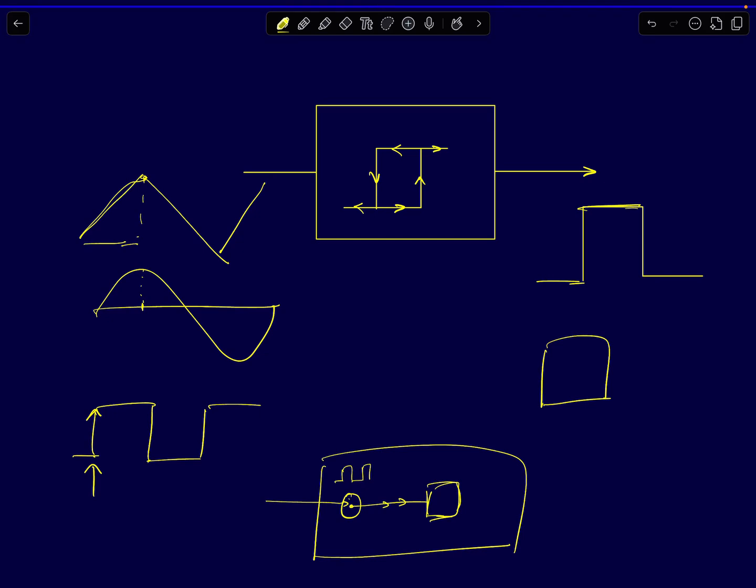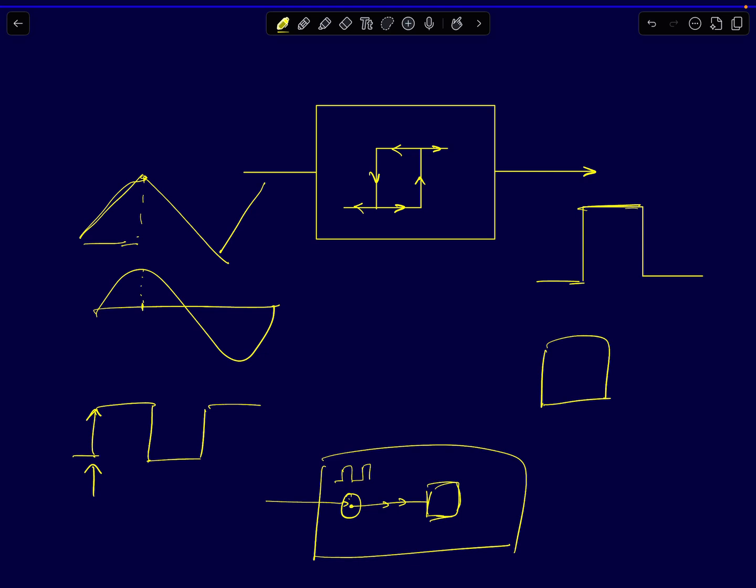Hi everyone. In the last few lectures, we have been talking about Schmitt triggers. We discussed Schmitt triggers with symmetric and asymmetric threshold voltages, and we saw why we use Schmitt triggers in analog circuits. Okay, so in this lecture, I thought I'll discuss a very interesting problem.